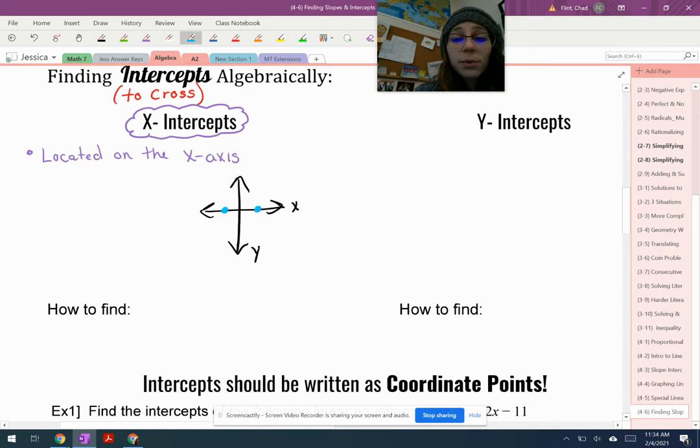Who cares what these numbers are? If I'm on this x-axis, that means I moved up or down how many? And that would be none. I didn't move up or down at all from the origin. I just moved side to side.